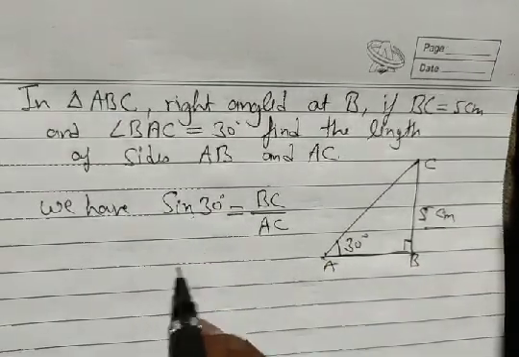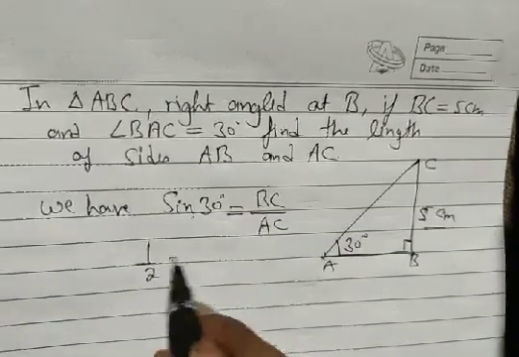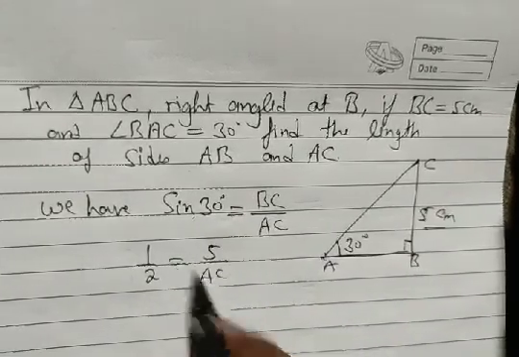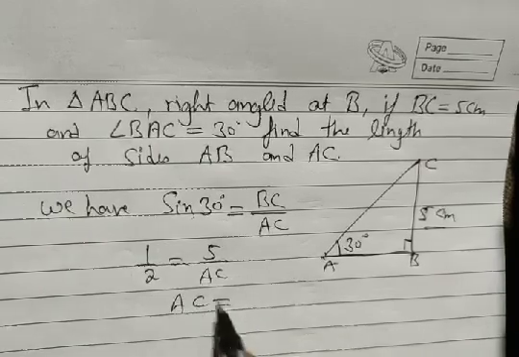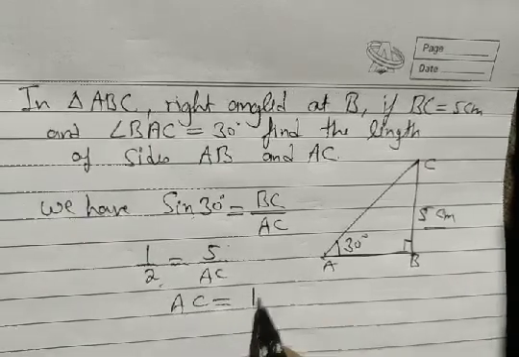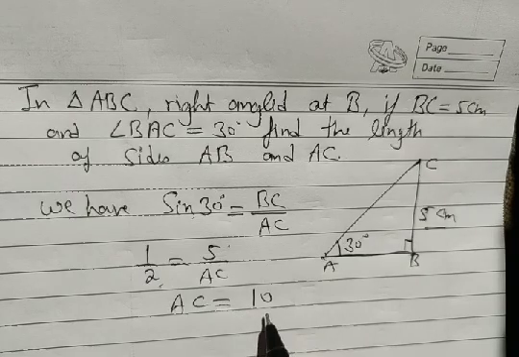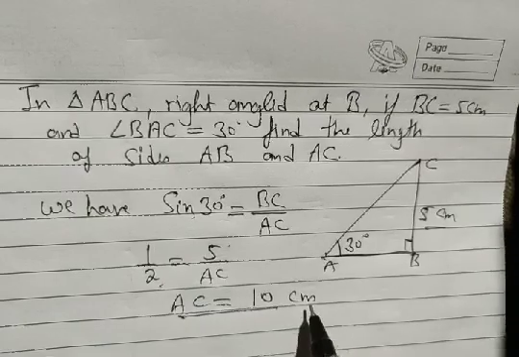We get the value of sine 30 from the table. What is it? 1 by 2. BC is 5, and AC is unknown. Now we take cross multiplication. Then we get the value of AC as 5 into 2, 10. Now we get the value of AC. It is 10 centimeter.